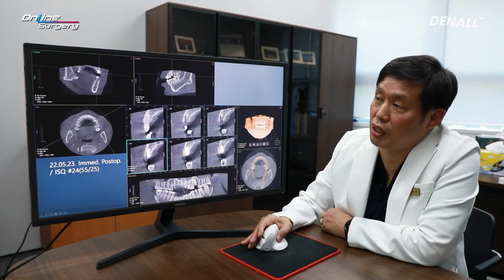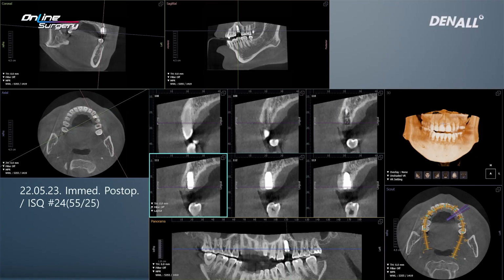On the CT, the implant has been positioned appropriately with adjacent teeth. It is positioned palatally on the buccal side. Sufficient bone graft was done. Because the patient had no buccal wall, A-Oss particle was used.